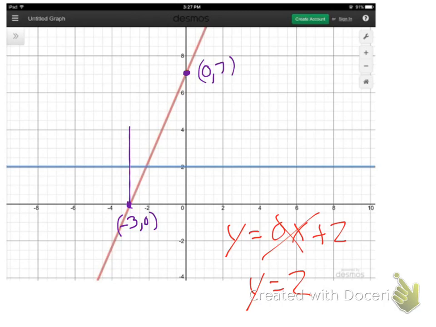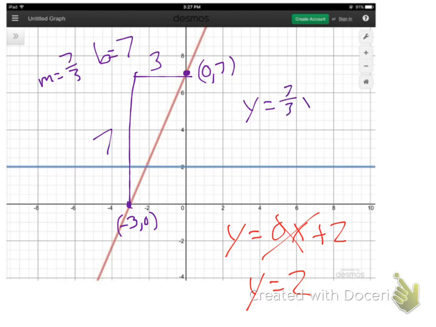Could I figure out my rise and my run? How far up do I go to get to there? 7. How far over do I go from here to there? 3. So guess what the slope is? So m equals 7 over 3. And b is equal to 7. Could you not write that? y equals 7 over 3 x plus 7. Done.